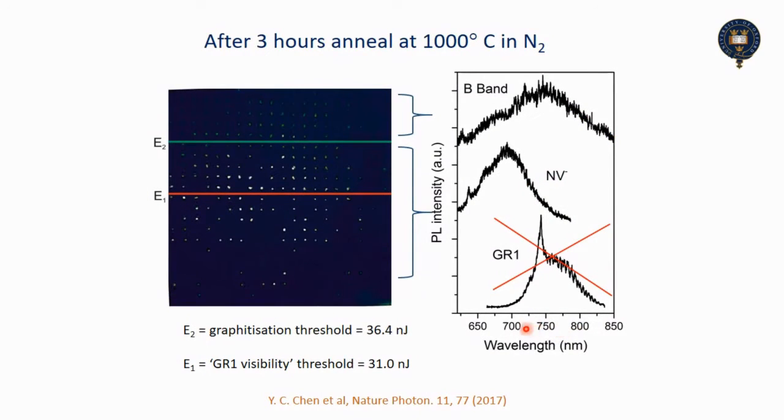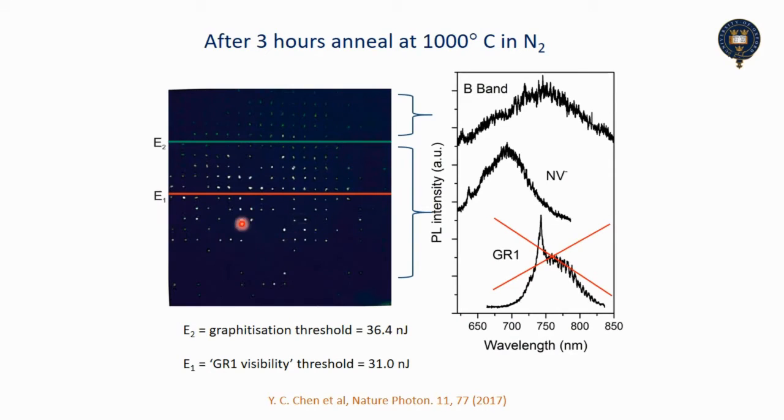When we anneal the diamond, we find that the vacancy fluorescence disappears, so we don't see the GR1 signature anymore. And this occurs because most of the vacancies will recombine with interstitials, which are also formed during the laser writing process. Now, in place of that GR1 fluorescence, we see fluorescence corresponding to the negatively charged NV defect, this NV minus spectrum here on the right.